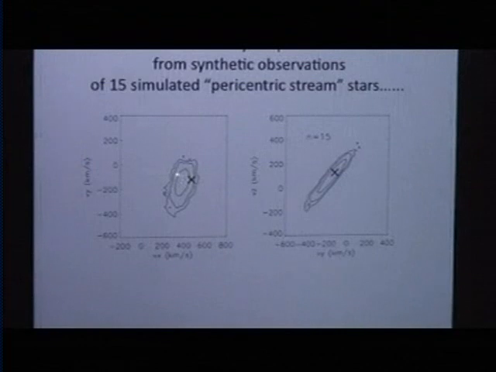And you can see that we do fairly well at getting this, although you can see that our error bars are huge. They're hundreds of kilometers per second, right? So on the one hand, this idea works in a way, but it gives you an answer with huge error bars. And the question is, is this useful at all?